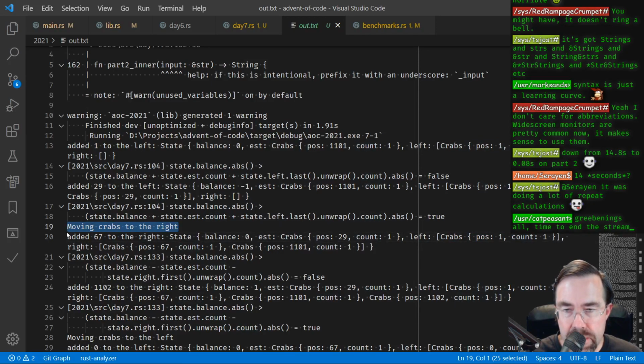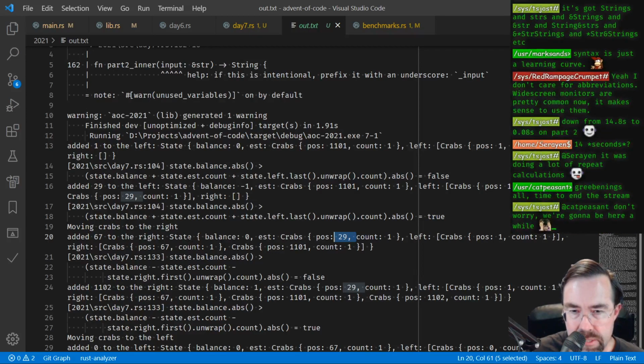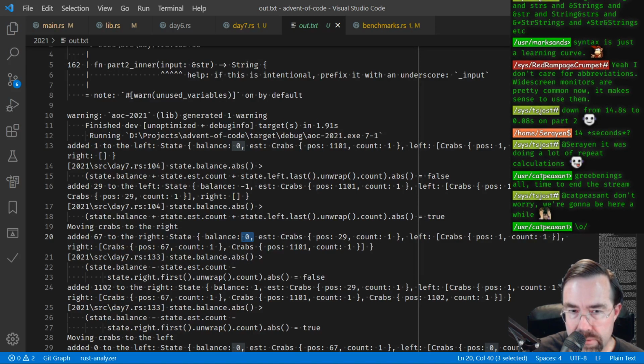When it moved the crabs to the right, it should have said it moved 1101 to the right. Then it added 67 to the right. Oh no, that's still correct, right? So then, because the estimate's 29, we have 1 on the left, 67 and 1101 on the right. The balance is 0. Balance should not be 0, actually. Balance should be 1. What? The balance is off. That's the problem. How did I screw up that balance number?